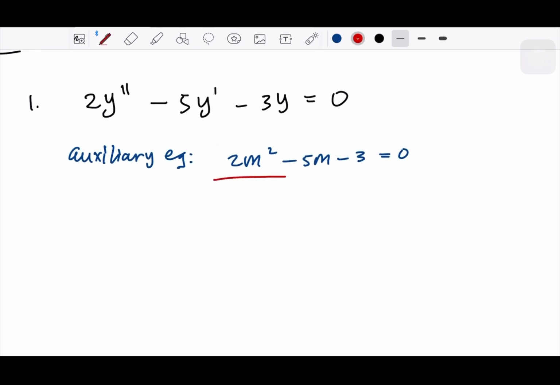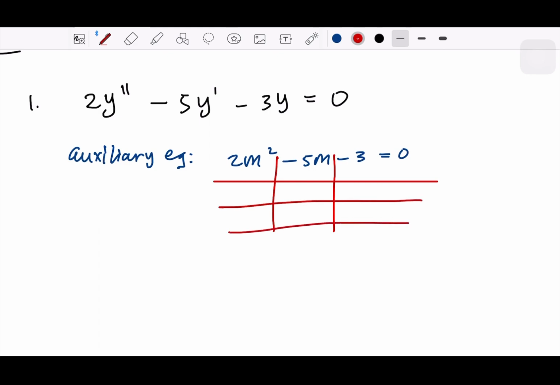If you're still not familiar with factorizing, you can use a table like this. So 2m squared is based on m and 2m, right? So write down the possibilities. So 2m and m, and on the right side -3, maybe 3 and -1, or -3 and 1. But when we cross multiply, the result should be -5. So I think this will be negative, and this will be positive, because we are going to have negative 6m plus 1m, which is -5.